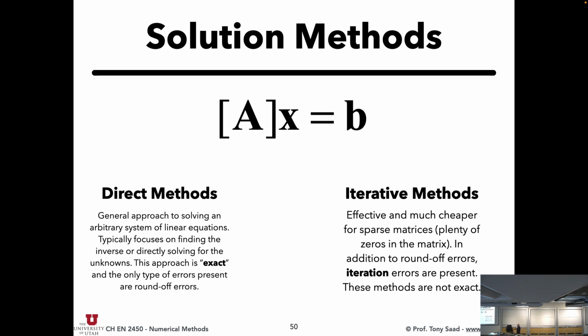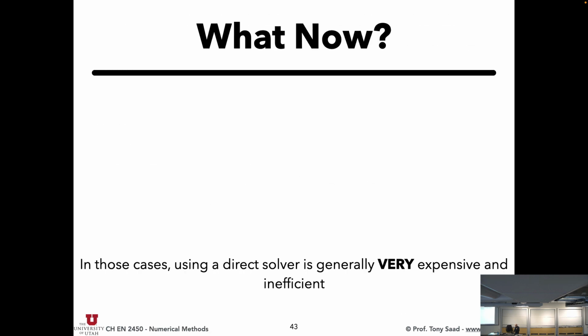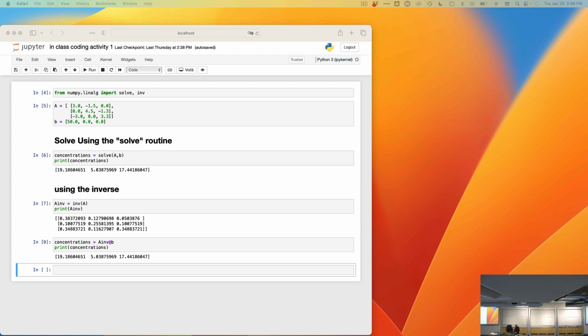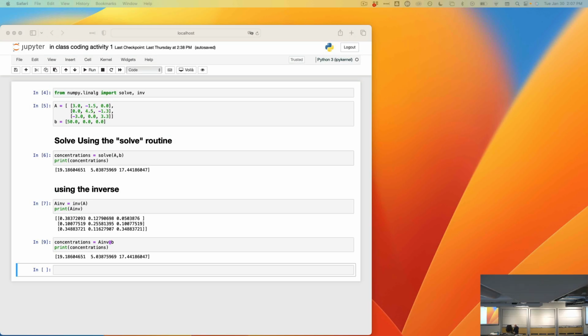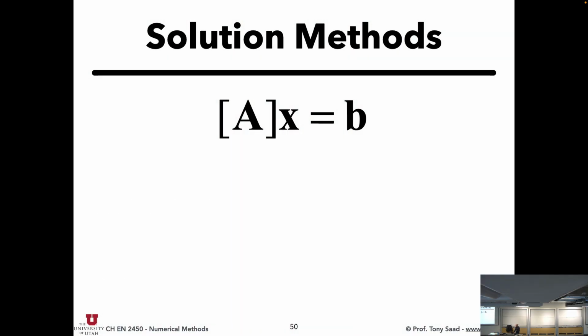Now, if you remember the plot I showed you a few slides ago, where I talked about the cost of Gaussian elimination versus the cost of some of the other solvers, what you're looking at here is the solution of a very sparse system of equations. Very, very sparse. It's the Laplacian. The blue line is Gaussian elimination. It's very expensive. These other curves are iterative solvers, which we will learn next. So we need methods that are more efficient for these systems of equations. Okay? So that's sort of the motivation for inventing iterative methods.